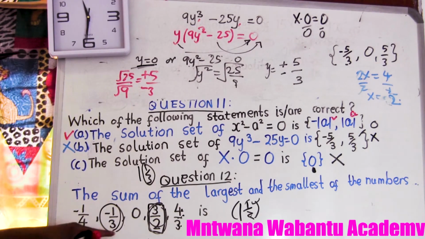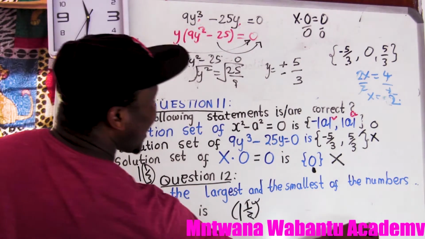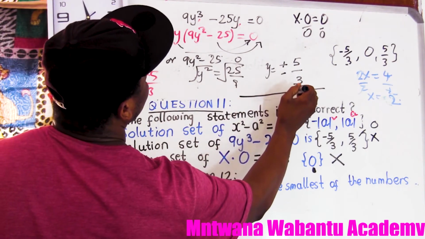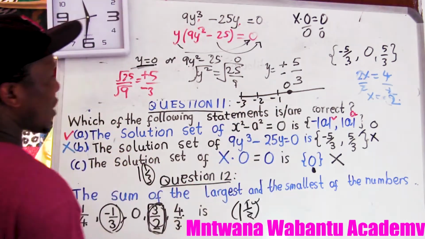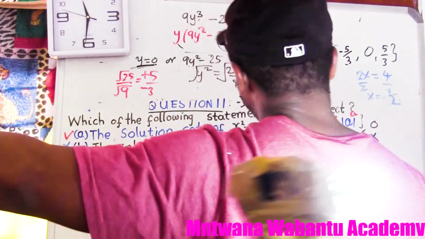See, you can change this to decimal and then you see which is smallest. This is smaller than this. Because look, if you have a number line like this, this is 0. Let's say this is -1, this is -2, this is -3. Which is the smallest one? The more you go to the left, the more your number gets smaller.